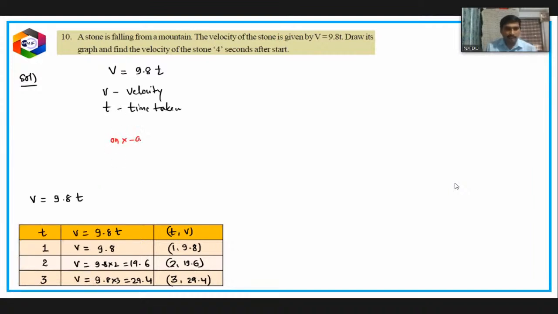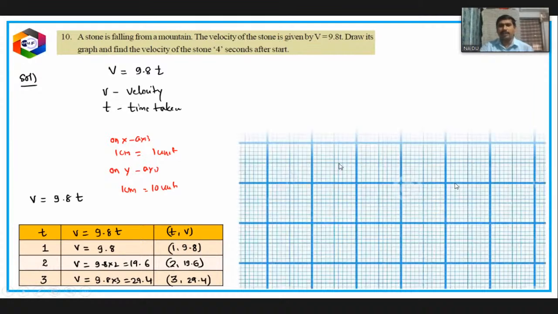So on the x-axis, 1 centimeter is equal to 1 unit. Whereas on the y-axis, 1 centimeter is equal to 10 units that I am taking. It is difficult to take 9.8, so 10 only I am going to take. Observe, children, this is slightly complicated while drawing.